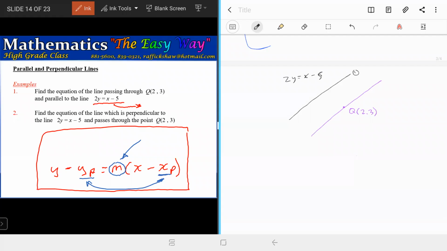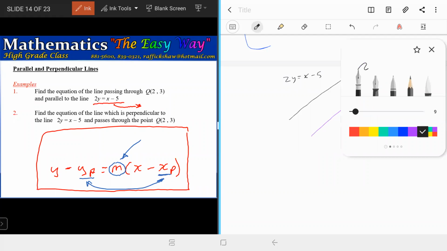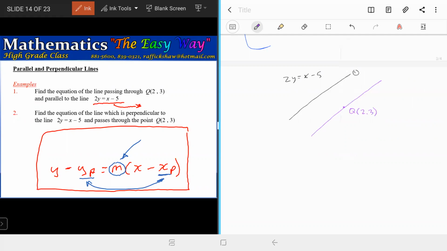So I need to find the gradient of line 2, the line that I want. I'm going to write it down here, step by step. I need the gradient of this line, line 2. The gradient of line 2 is equal to the gradient of line 1 because they're parallel. So if I can find the gradient of line 1, then I will know the gradient of line 2. They have the same gradient because they're parallel.